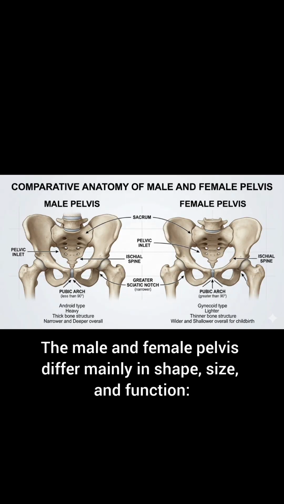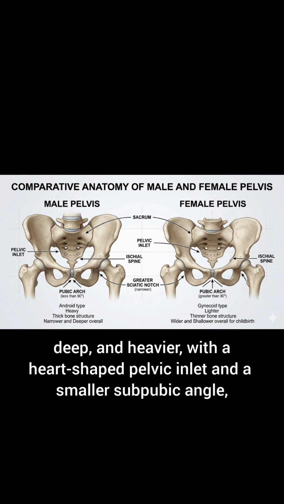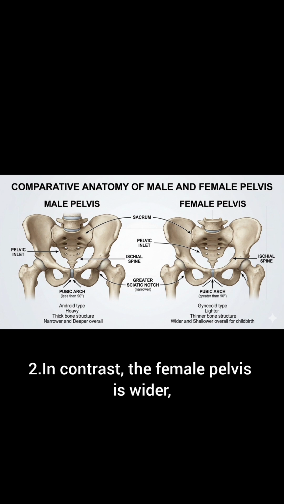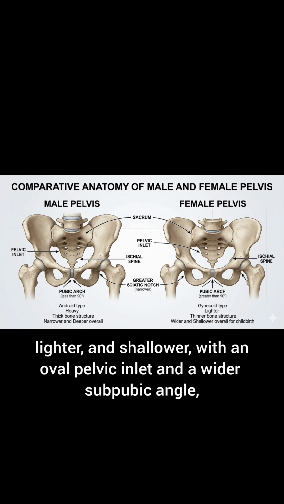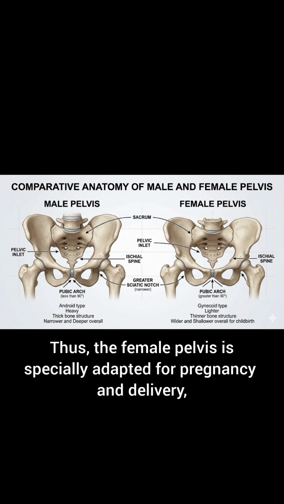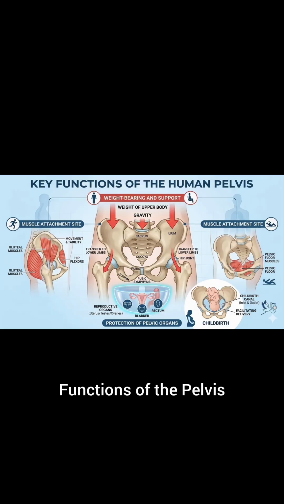The male and female pelvis differ mainly in shape, size, and function. 1. The male pelvis is usually narrow, deep and heavier, with a heart-shaped pelvic inlet and a smaller subpubic angle, as it is mainly designed to support body weight and provide strong muscle attachment. 2. In contrast, the female pelvis is wider, lighter and shallower, with an oval pelvic inlet and a wider subpubic angle, which helps in childbirth by allowing the passage of the baby through the birth canal. Thus, the female pelvis is specially adapted for pregnancy and delivery, while the male pelvis is primarily adapted for strength and support.